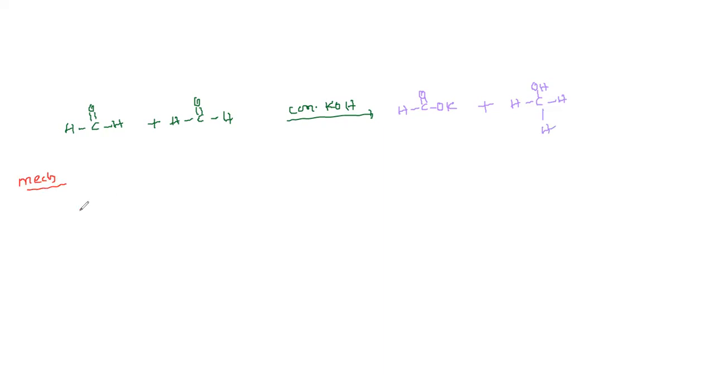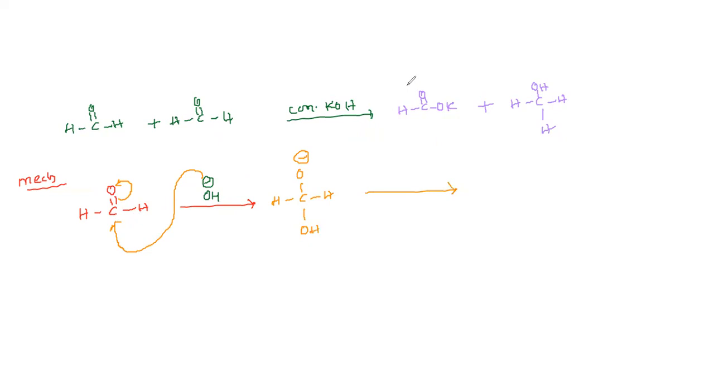So here I will explain the mechanism. First we take 1 mole of formaldehyde in the presence of OH minus. So we have taken a base now. In the carbon and oxygen, oxygen is more electronegative, so the negative part attacks the positive. Generally carbonyl compounds undergo nucleophilic addition reactions.